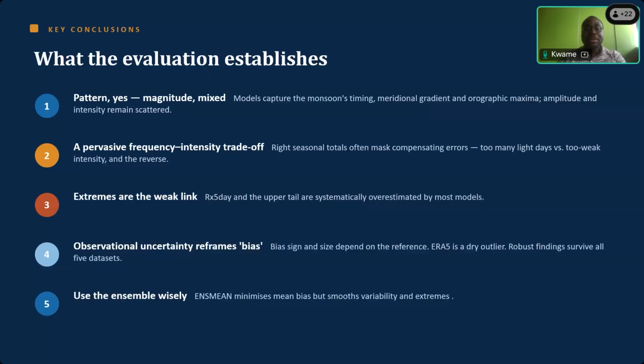Now, what does this evaluation tell us? So the models, yes, establish the pattern, maximum at the south, minimum over the Sahel. However, there is a trade-off when it comes to the frequency and intensity, where some models are able to capture too many rainy days. However, the intensity is weak. Now, the uncertainty in the observations tends to look clear. For instance, when you compare ERA5 to GPCC, most models overestimate the ERA5 reference, whilst they underestimate the GPCC reference.